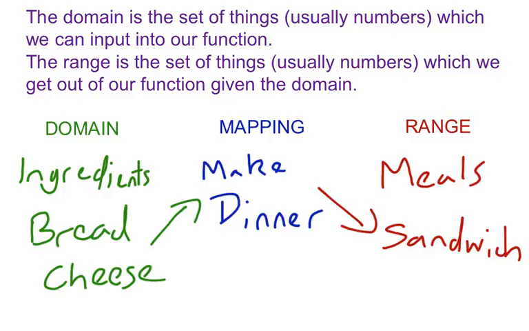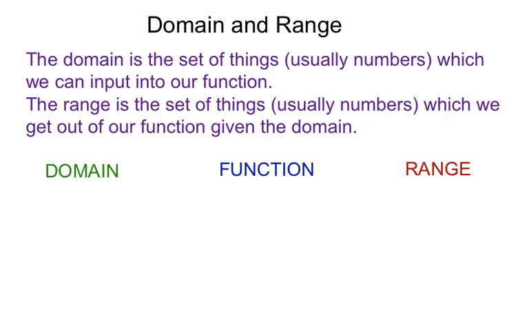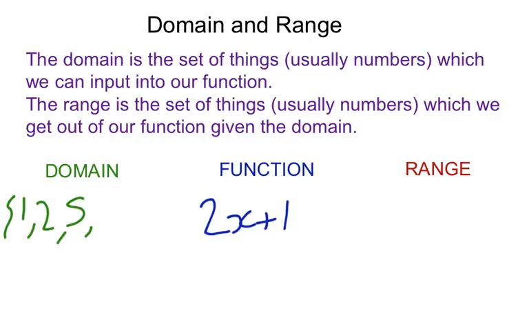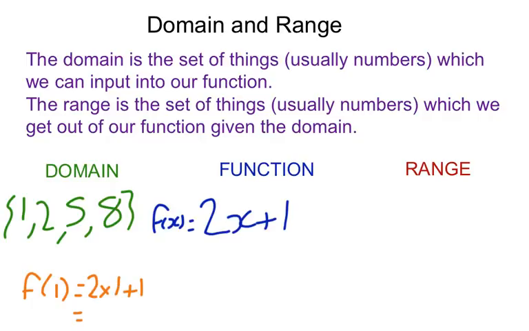Okay, so let's have a look at this in a more numerical sense. In this one the function is going to be 2x plus 1. The domain is given to us, and in this case the domain is going to be the numbers 1, 2, 5 and 8. To work out the range, we have to work out the function for each of the numbers in the domain. If we call our function f of x, then we need to work out f of 1, which is 2 times 1 plus 1, equal to 3. So we put that number in our range, 3.